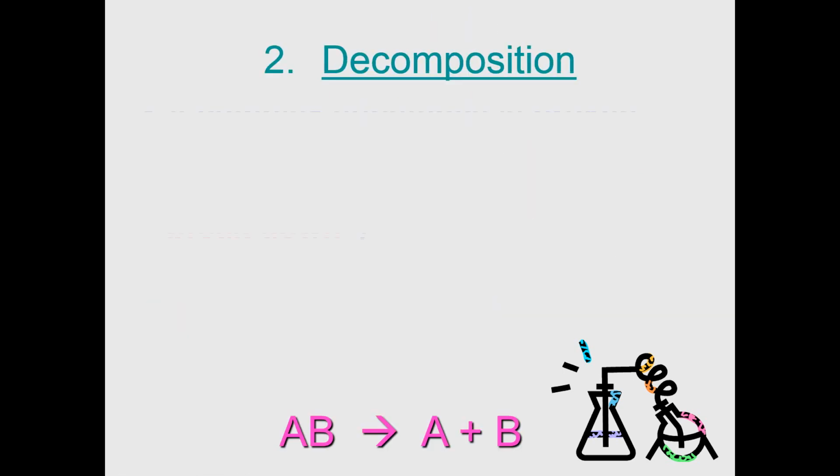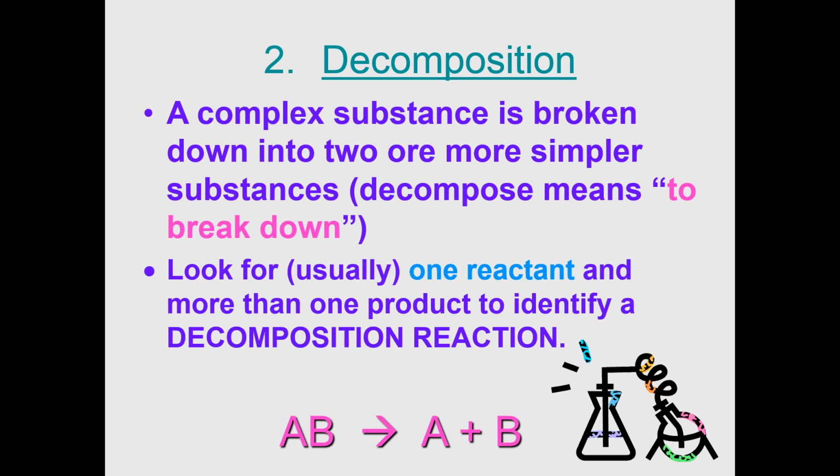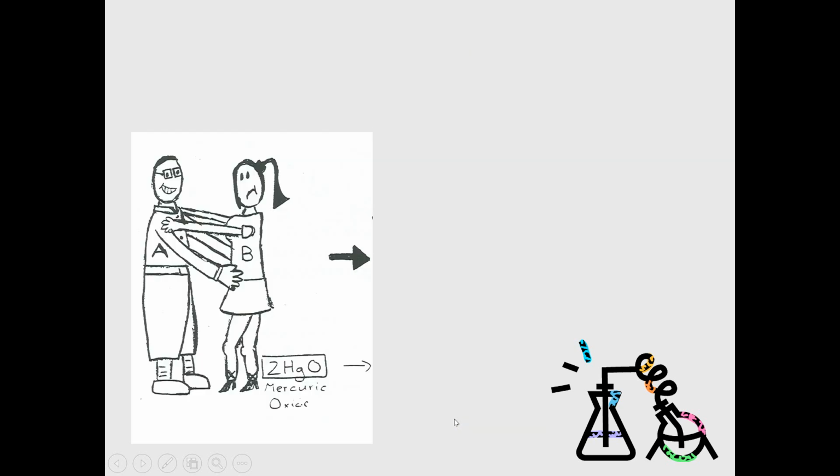A decomposition reaction is the complete opposite of a synthesis or a combination reaction. If you know anything about the word decompose, you know that decompose means to break down. So what you're looking for is one reactant. If we take that one reactant and we see multiple products, multiple things on the right side come out of that, we know it's a decomposition reaction.